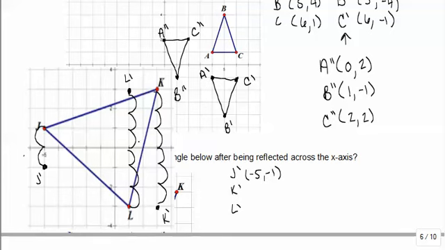K prime is at 1, 2, 3, negative 1, 2, 3. And L prime is at 1, 1, 2, 3.